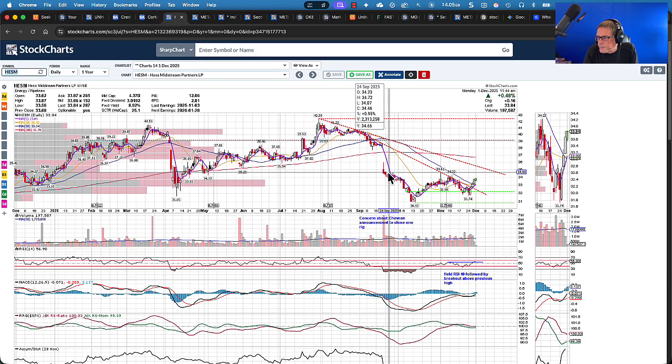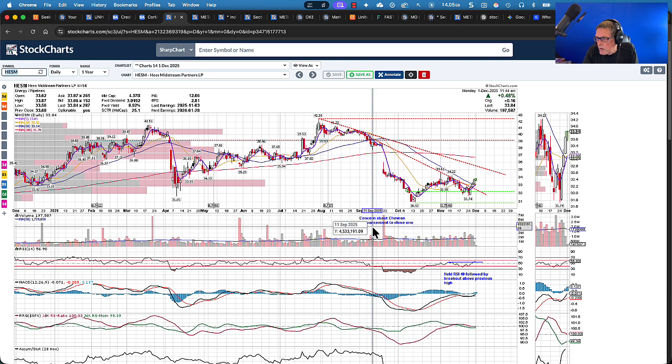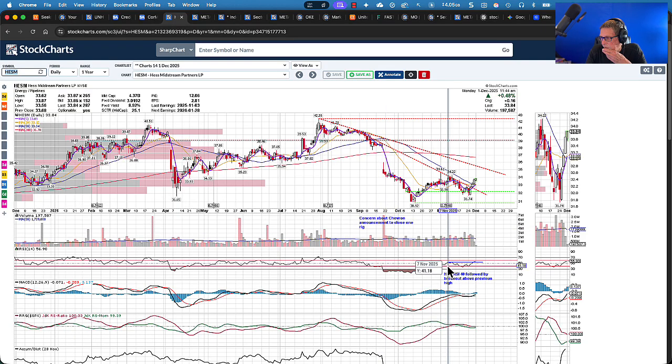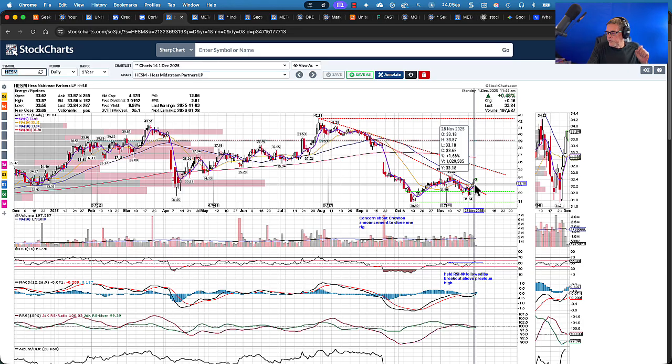This drop we saw here was about a concern about Chevron announcements to close one of the rigs in the Bakken. Recently, it did hold an RSI of 40. And then it managed to break out above the previous RSI level. So that's a positive sign. And I actually bought some more shares today in this one based on what I'm seeing in the charts.